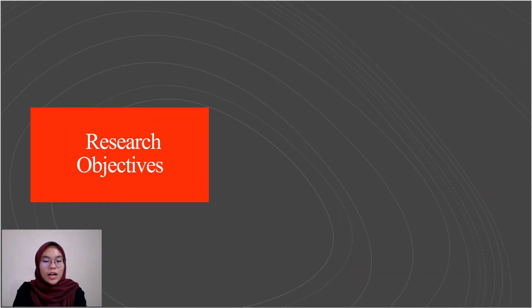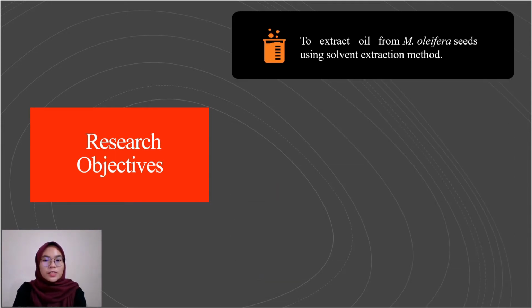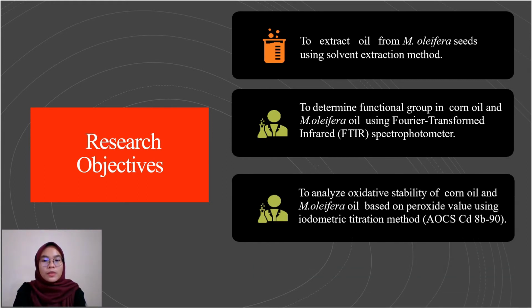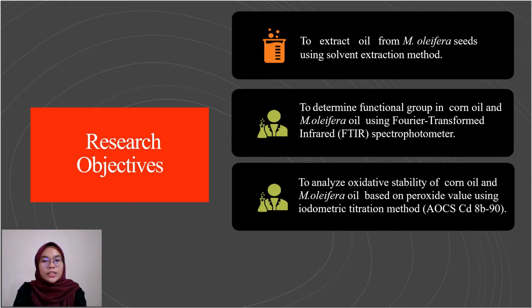Okay, for the next slide, I will explain about research objective. The first objective is to extract oil from Moringa Oleifera seeds using solvent extraction method. The second objective is to determine functional groups in corn oil and Moringa Oleifera oil using Fourier-transform Infrared (FTIR) spectrophotometer. The third objective is to analyze oxidative stability of corn oil and Moringa Oleifera oil based on peroxide value using iodometric titration method AOCS Cd 8b-90.